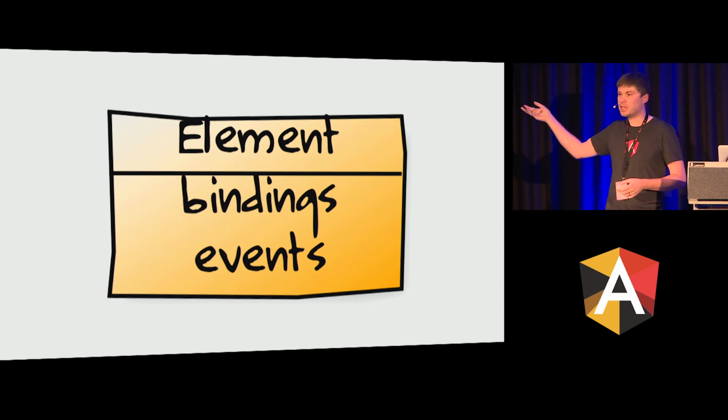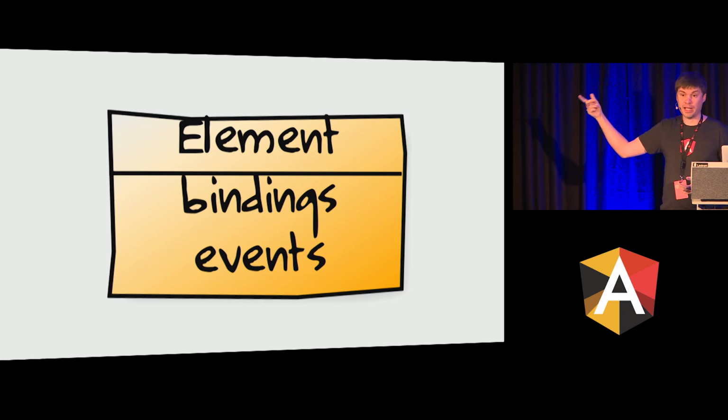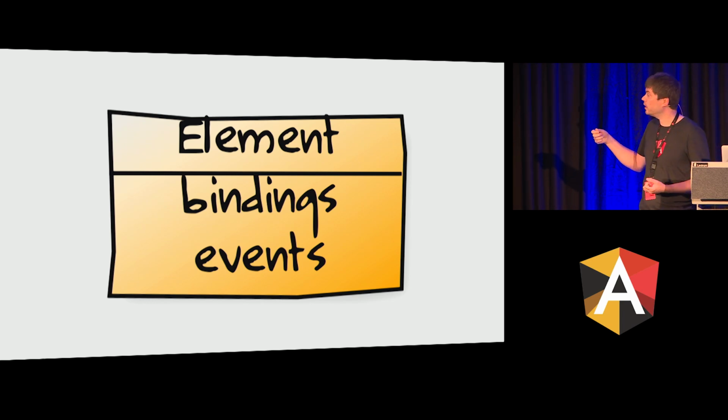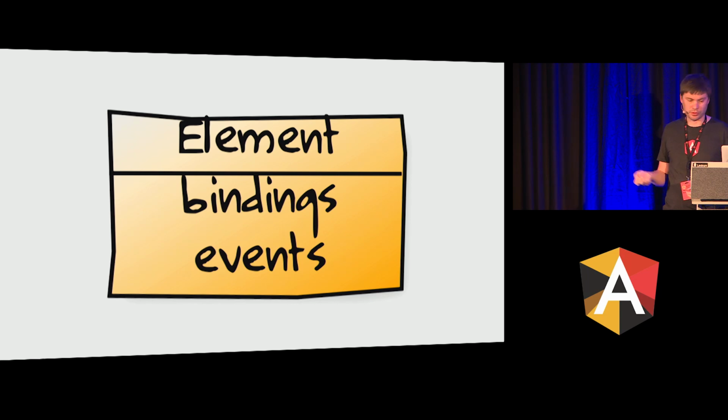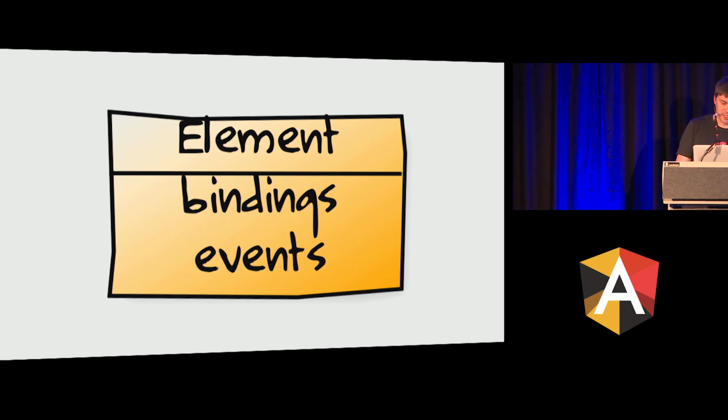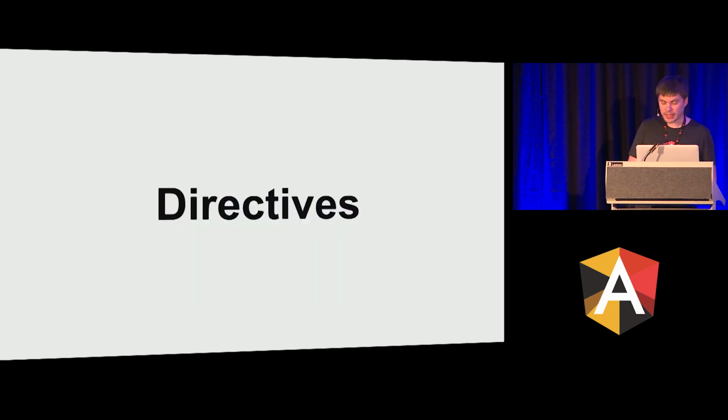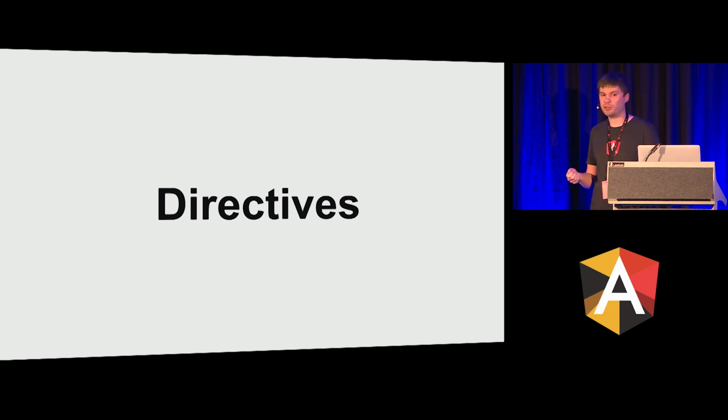So we've got those elements. Elements can have model bindings to their properties or attributes, and they can listen to the events. Once again, this is a very static model. The question is, can we make this model more dynamic with the directives?